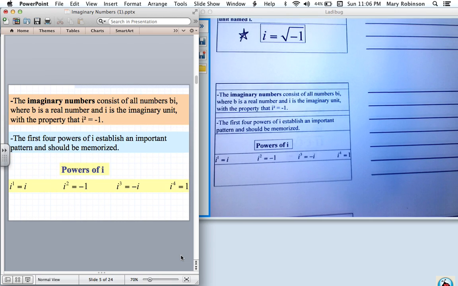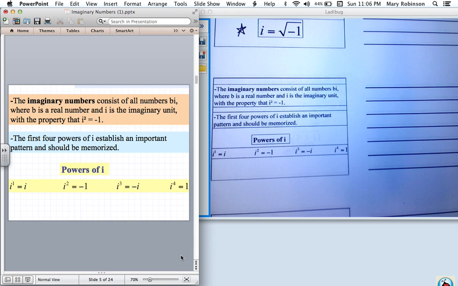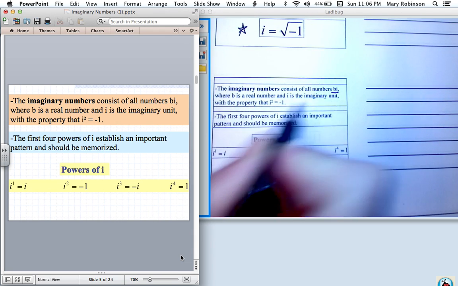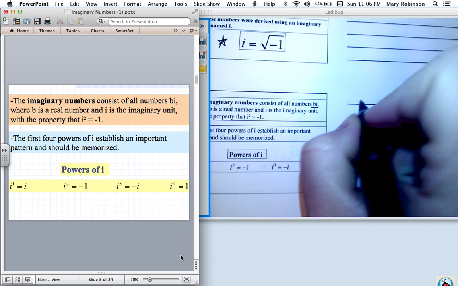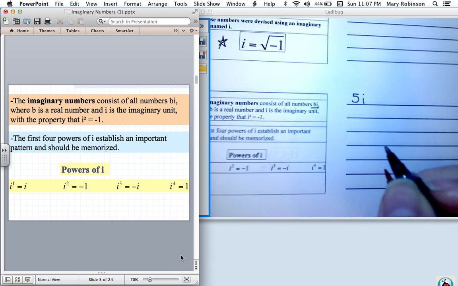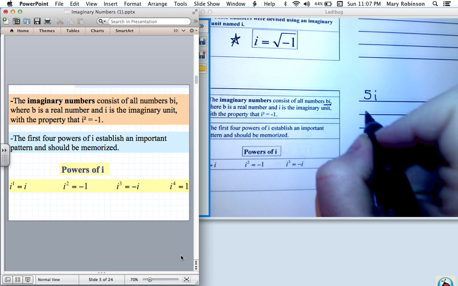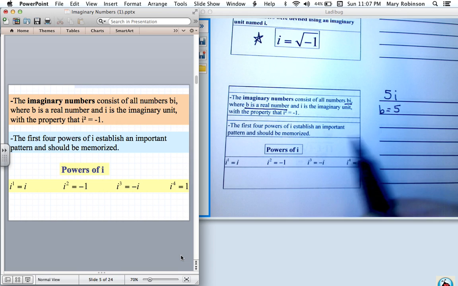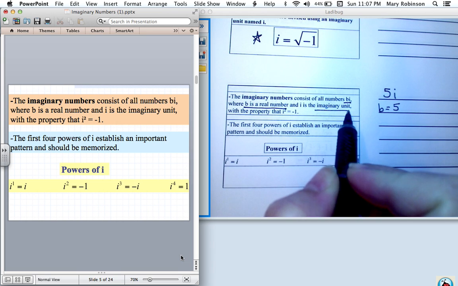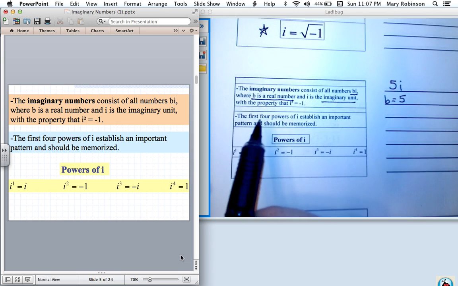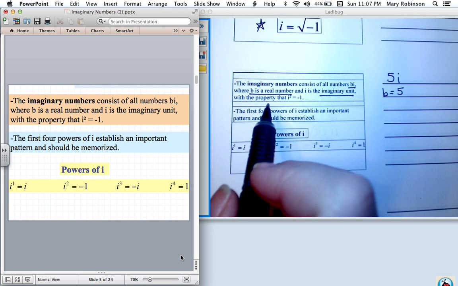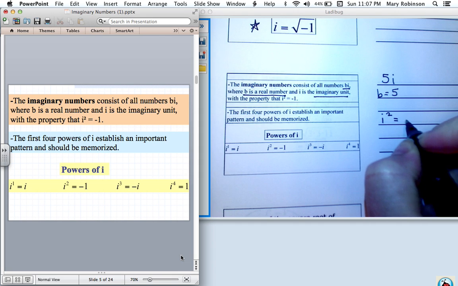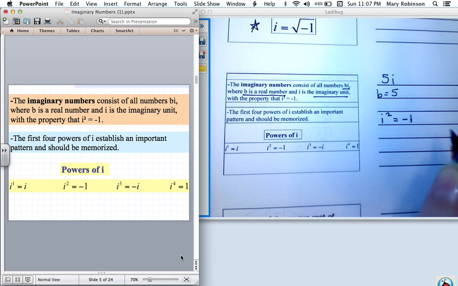So it defines the imaginary numbers as the numbers bi, where b is a real number and i is the imaginary unit. So for example, if we had the number 5i, b would be 5, and that would be the real number component of our imaginary unit. There's also another property we need to understand that says that i squared is equal to negative 1.